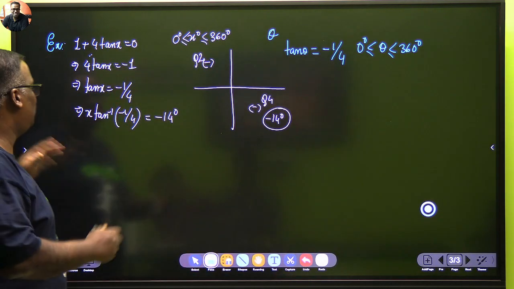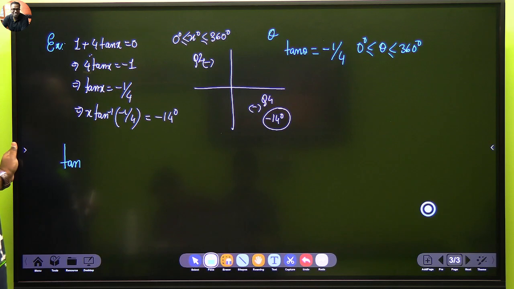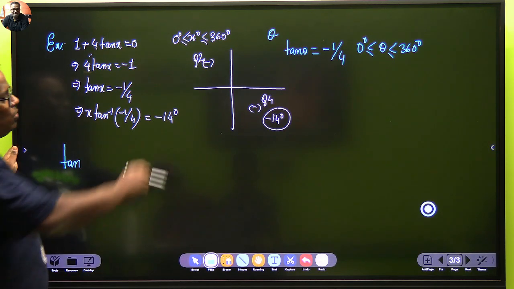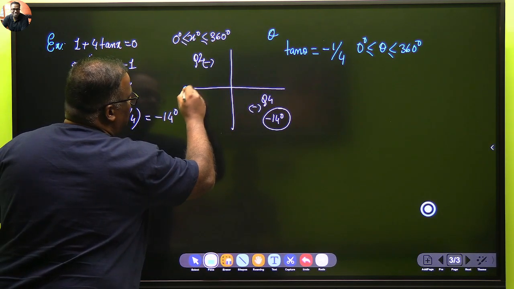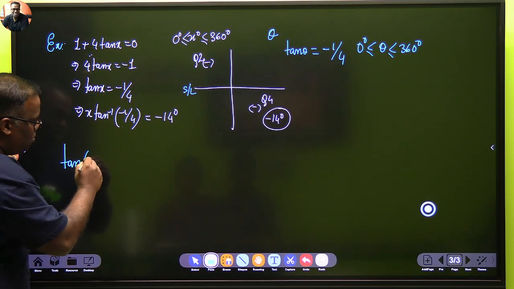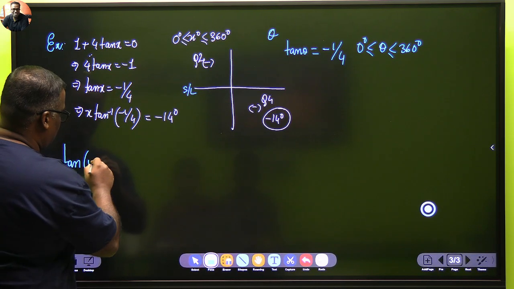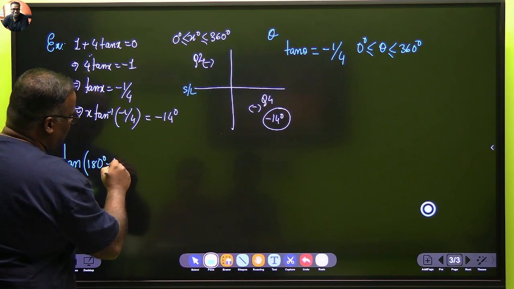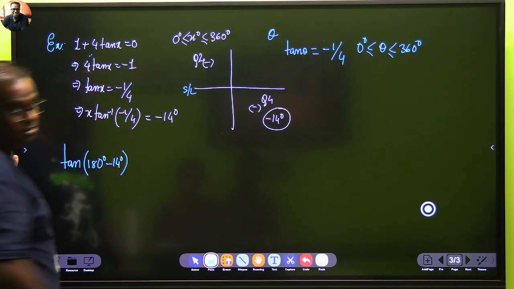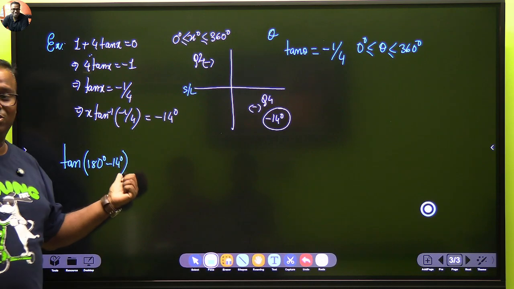Now how to go to the second quadrant? Ashmita will say that's why in our book everything is with 180. To go to the second quadrant, I will take again the sleeping line as my base. Do you agree? So tan of 180 degree minus 14 degree should be equal to?